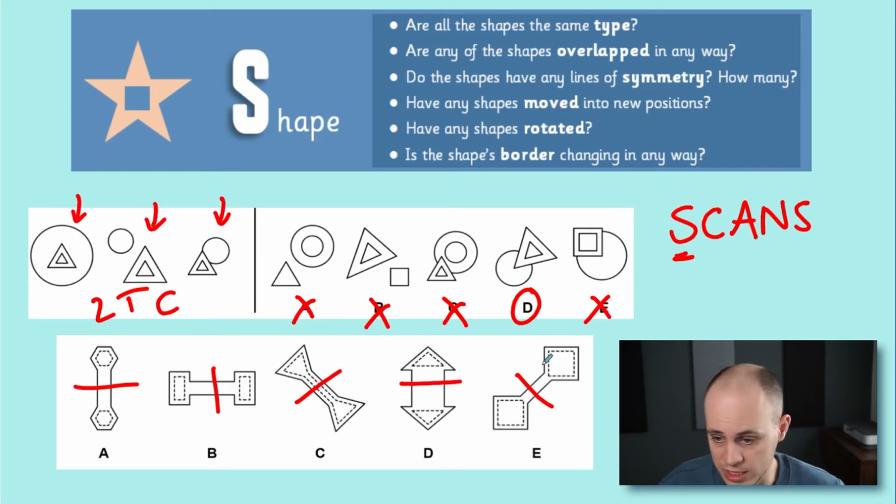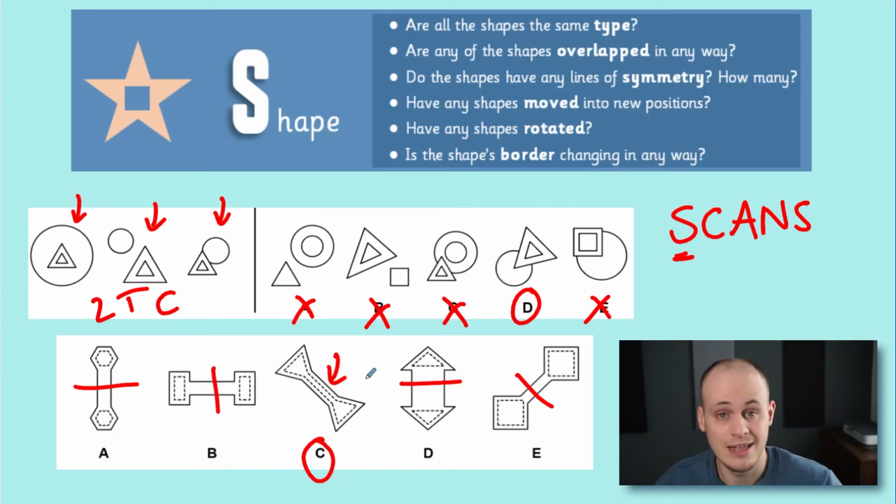Is the border changing in some way? Let's look at the border. They've all got a solid border with a dotted inside. When I was looking at the dotted inside, I noticed that this is the only one that has one dotted shape all the way through. All of the other ones have two little dotted shapes on the inside. So there we go. I found the odd one out, and it was something to do with the kind of border of that inside shape, and that made me realize that there were two shapes in these ones and only one in this one. Therefore, it's the odd one out.